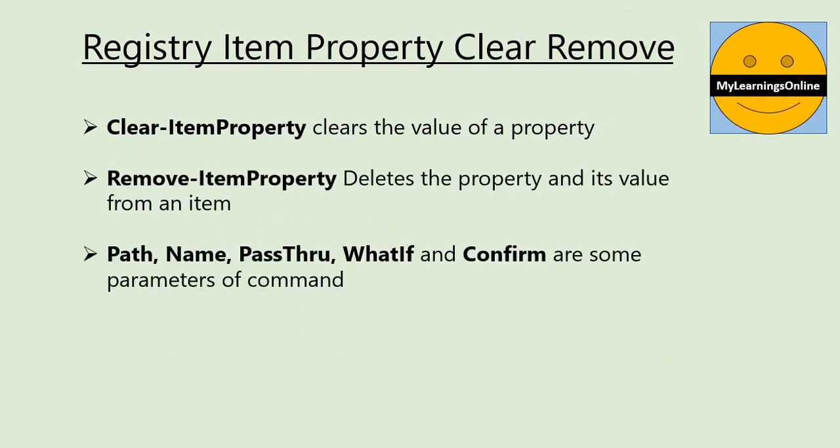Now let's recap. Clear-ItemProperty clears the value of a property. Remove-ItemProperty deletes the property and its value itself. Path, Name, PassThru, WhatIf, and Confirm are some parameters used with both these commands.